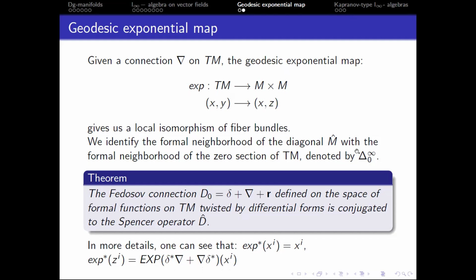I think I just mentioned this before. What I'm saying here is that if I transfer how this Spencer operator behaves on M times M through the exponential map to Tm, we will obtain just the action of the Fedosov connection that I exposed before.